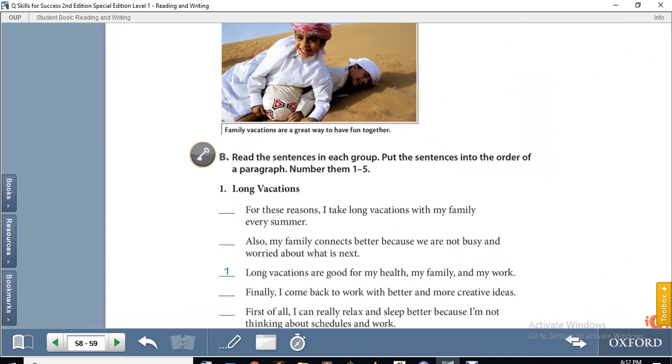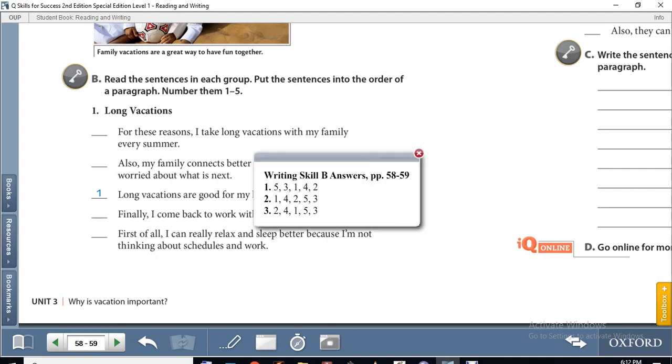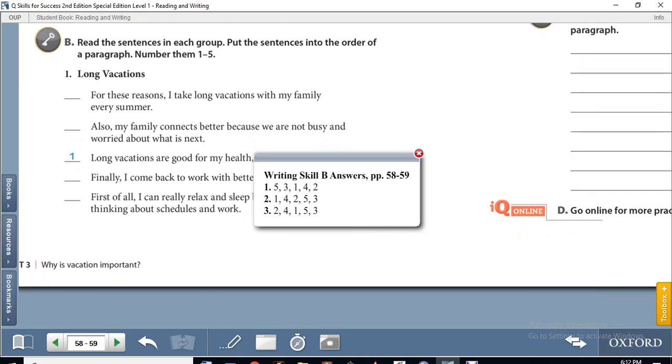Now in activity B, what you need to do here is read the sentences in each group and put the sentences into the order of a paragraph. So you need to number the sentences from 1 to 5, but in the correct order. For example, this is number 1. So it's the topic sentence, the first sentence in the paragraph. "Long vacations are good for my health, my family, and my work." Now, as you can see, the next sentence is number 2.